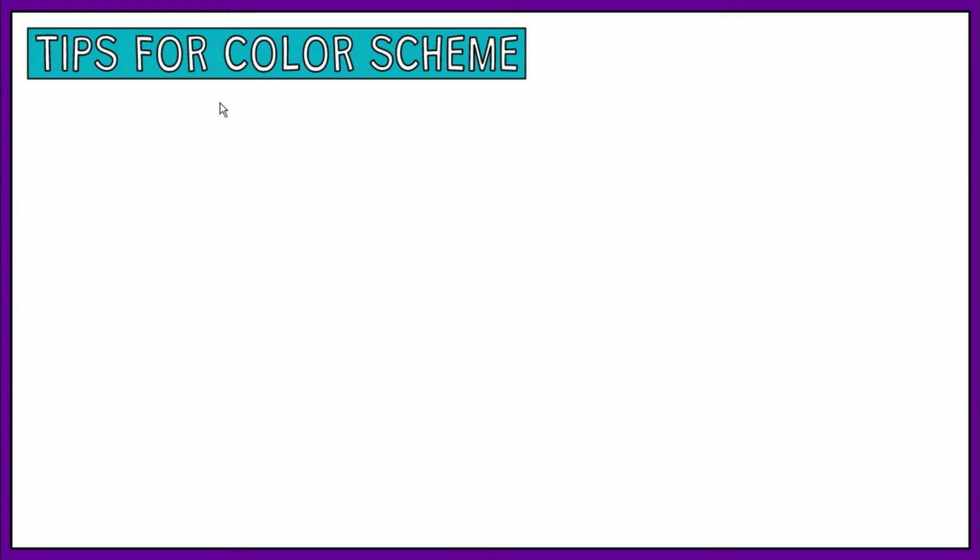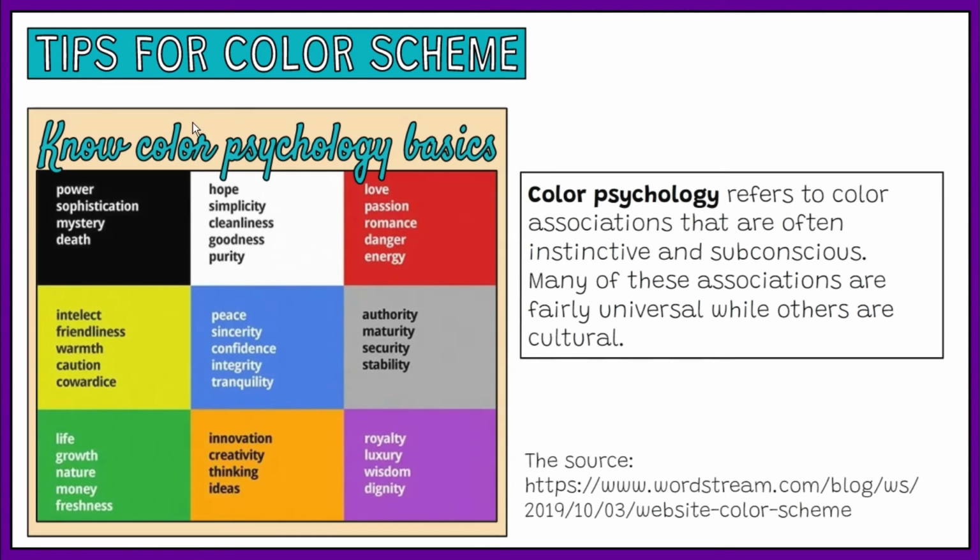Here are important tips you can use to create a stunning website color scheme. Know the basics of color psychology. This refers to color associations that are often instinctive and subconscious. Many of these associations are fairly universal, while others are cultural. For example, the color black represents power, sophistication, mystery, and death. And red means love, passion, romance, danger, and energy.